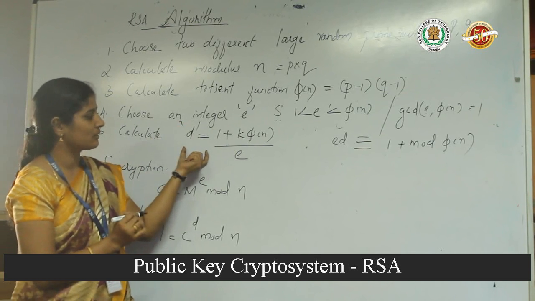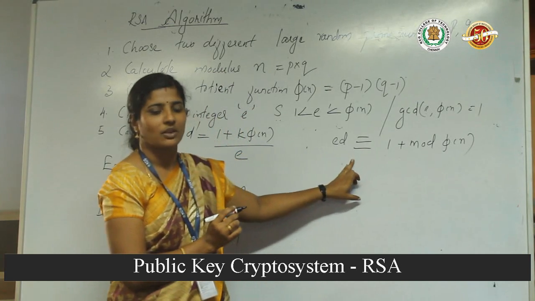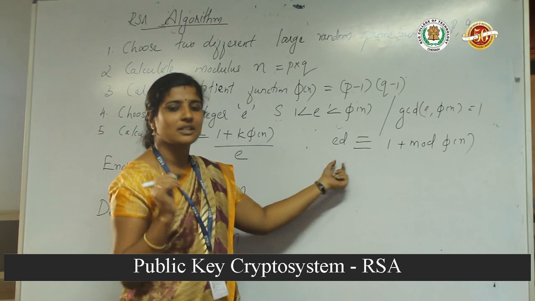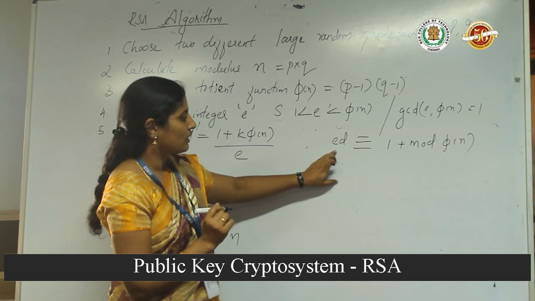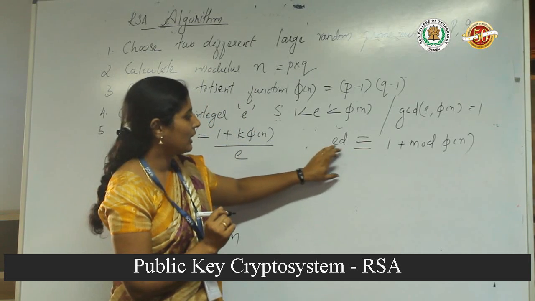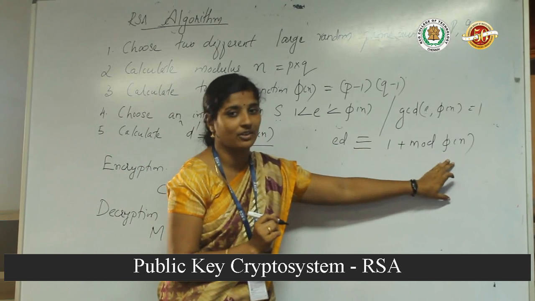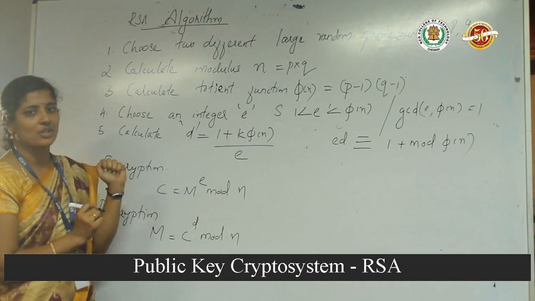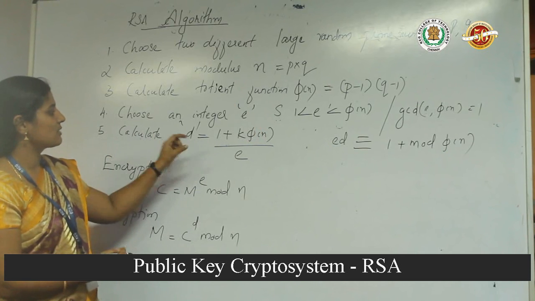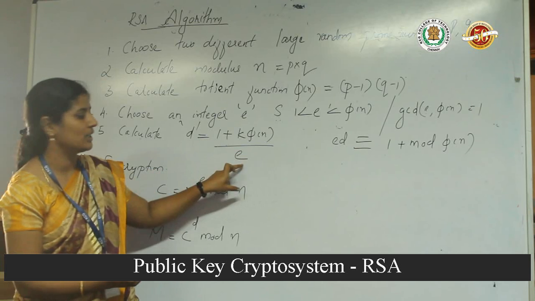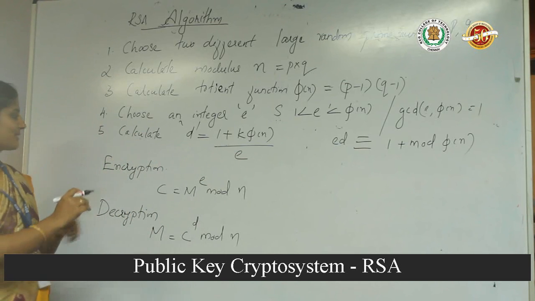So how do we calculate the D value? Here we are using the congruence concept, which comes under number theory. What is the concept behind it? The congruence equation is E into D is congruent to 1 mod phi of n. Based upon this congruence equation, we can solve for the D value as D equal to (1 plus k into phi of n) divided by E. I will explain all this calculation with an example.